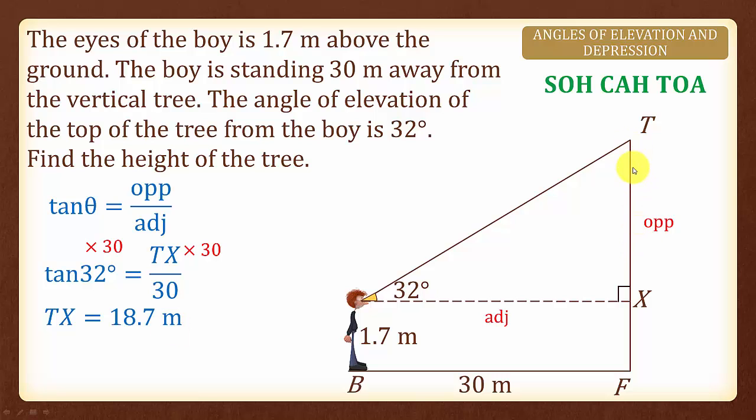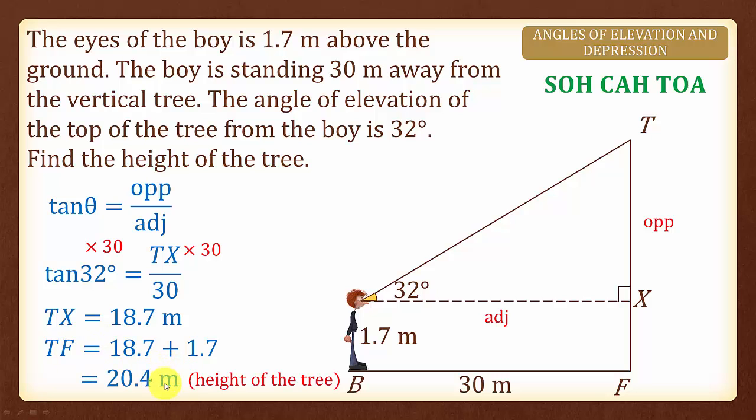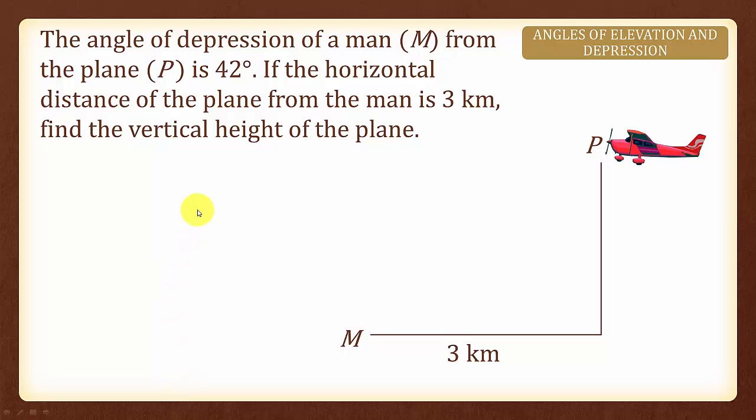And therefore, the height of the tree, Tf, will be simply 18.7 plus 1.7 meters, which is equals to 20.4 meters, rounded off to 3 significant figures. Let's look at another example here.